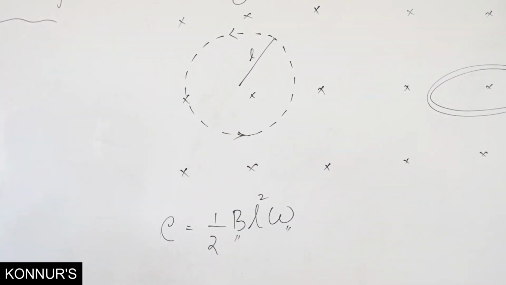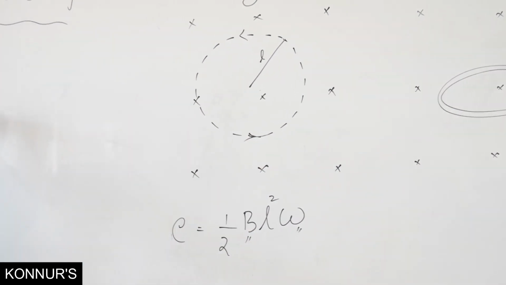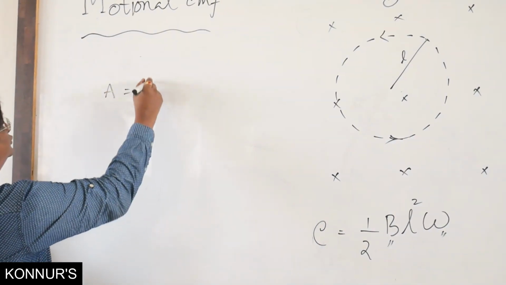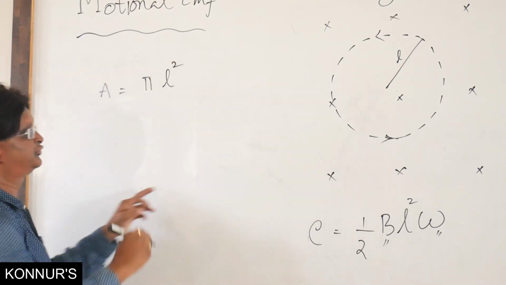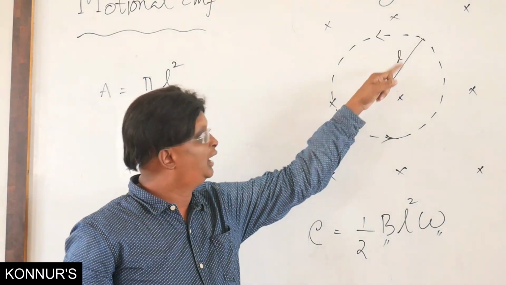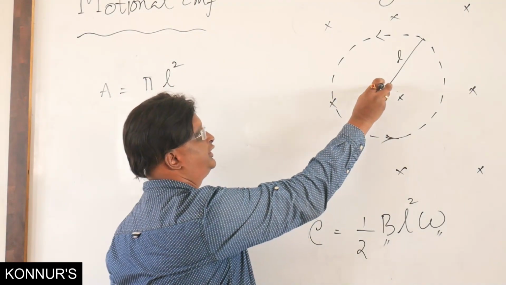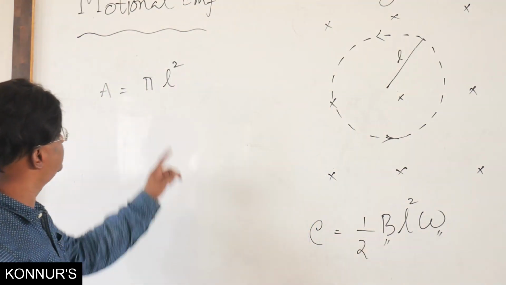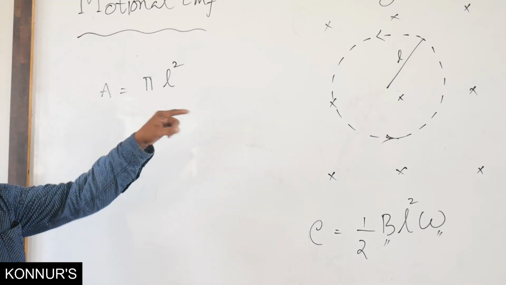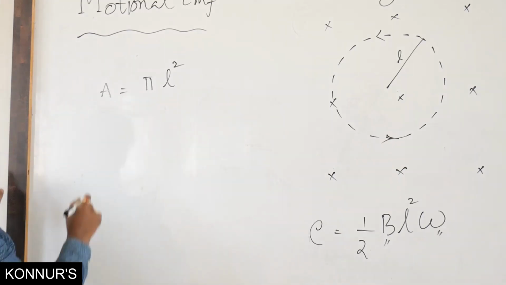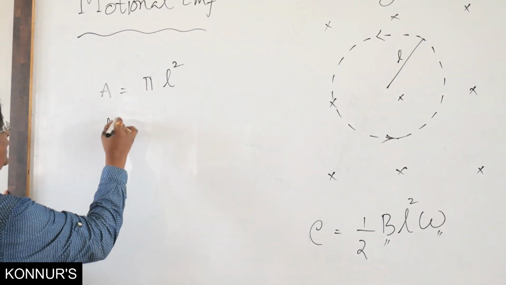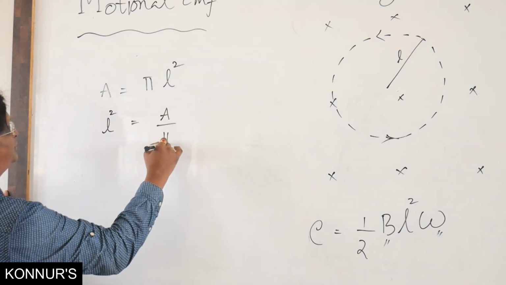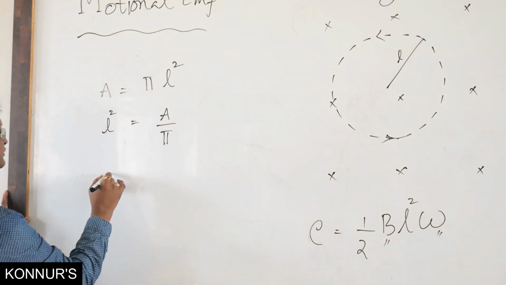Therefore, in such a case, what do we need? A is equal to pi r squared, which becomes pi L squared, because L is the length, and we are rotating about this end perpendicular, and therefore the length of the rod becomes the radius of the circle. A is equal to pi L squared. Therefore L squared is equal to A upon pi. So that is a simple substitution.